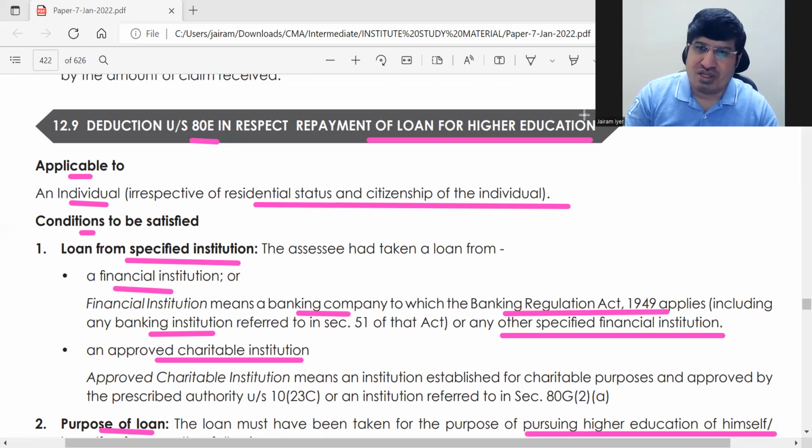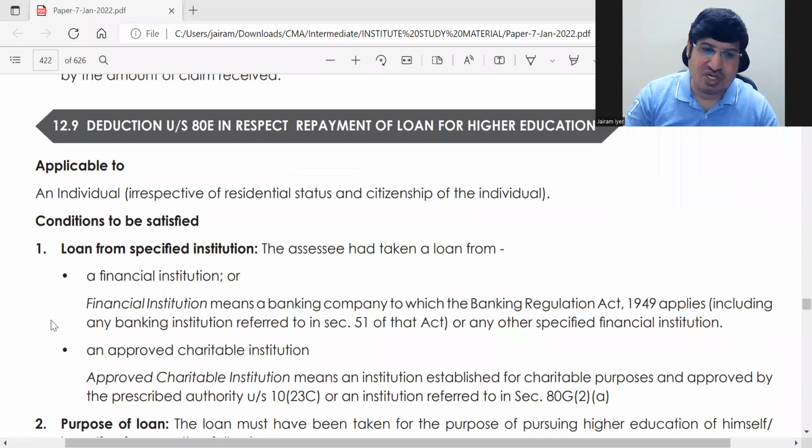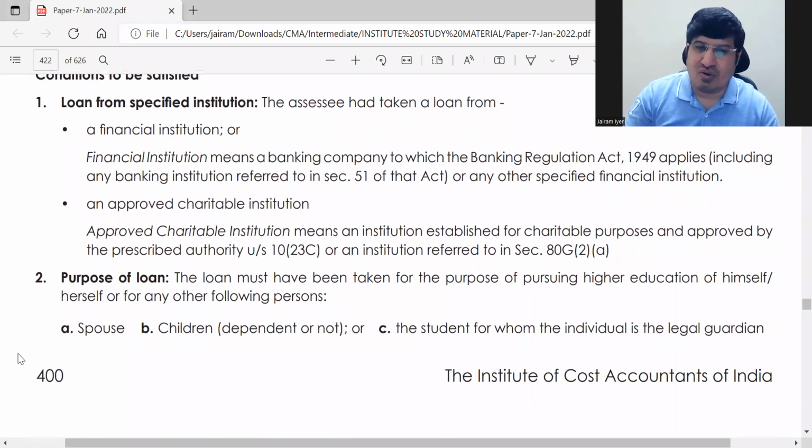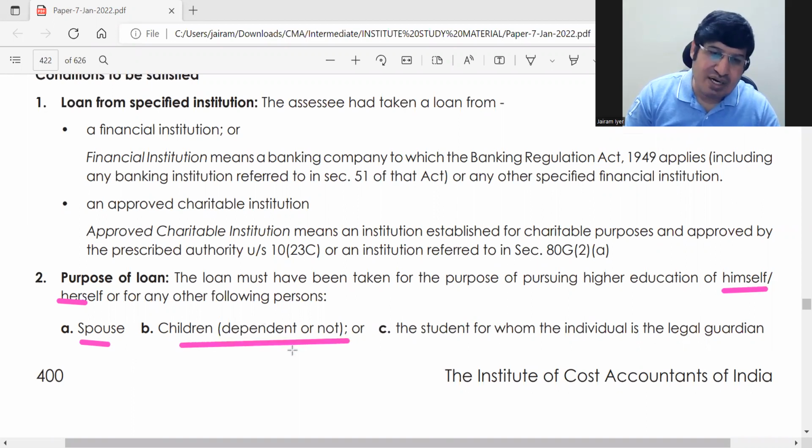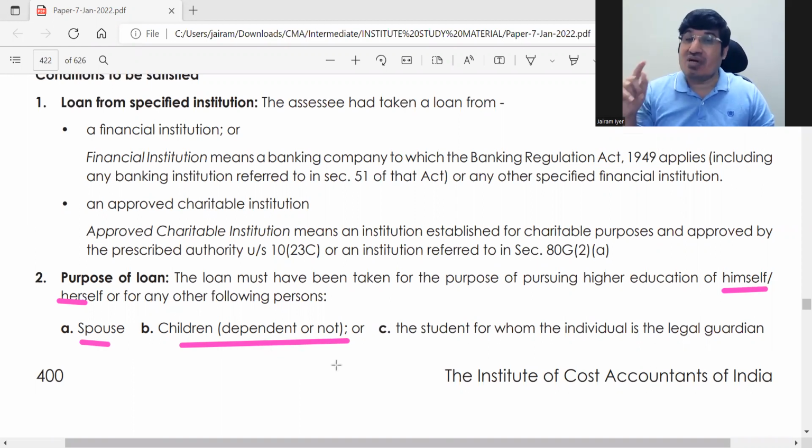It's for pursuing higher education, and for whom can he take the loan? He can take the loan, of course, for himself or herself, no doubt, or for spouse and children. So here again, dependent or not. These are some catches in deductions from gross total income. Somewhere you don't need dependence. Like here, children dependent or not. In certain cases, only dependent children will get you the deduction, like we saw in 80D.